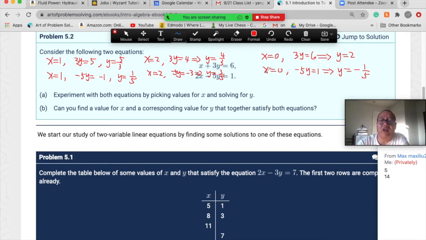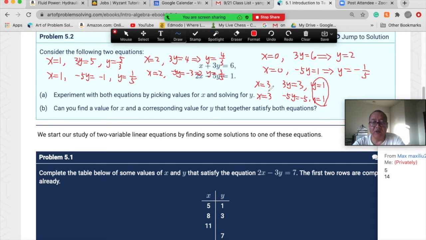So, last try. This time let's try x equals 3. If x equals 3, we plug it in here, we get 3y equals 3. So that means y equals 1. Then when x equals 3, plug it into the second one, we get negative 5y equals, here that will be 6, right? 2 times 3, that's 6. Both sides minus 6, but here negative 5. So from this equation, we get y equals 1. Wow, we're so lucky.